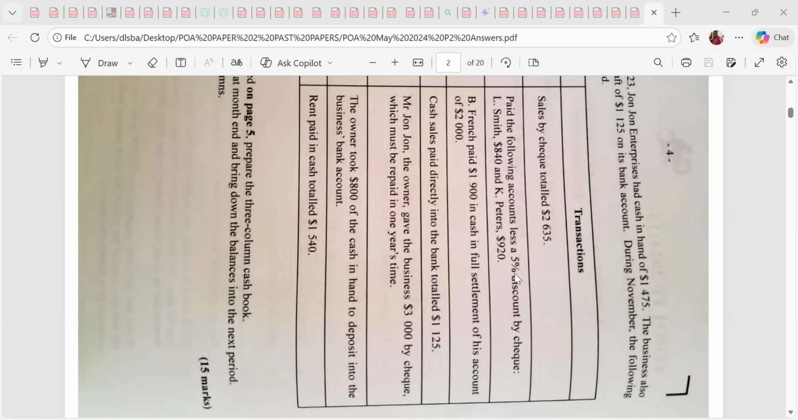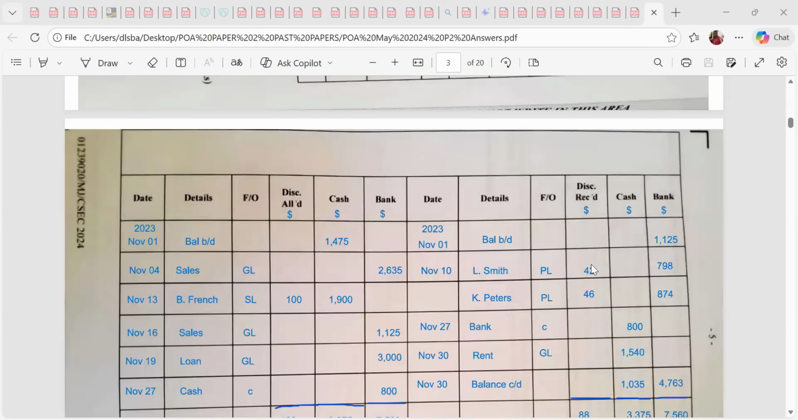The next mistake people make, when it's time to record the discount, is they put the percentage. They do not calculate it. Please calculate your discount and put the dollar amount in the cash book. Do not put the percentage. Please, I beg of you, do not do that. A lot of people do it. We're not going to do it. We know you have to put the dollar value.